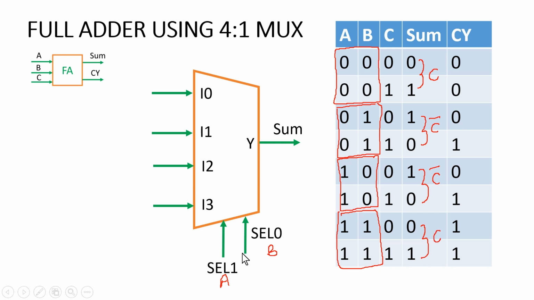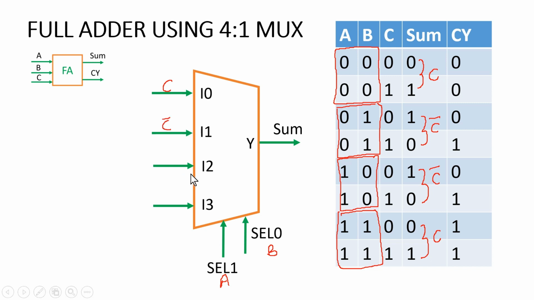And now, as we have applied both the inputs A and B to both the select lines, when both are 0, 0, that means A and B both are 0, 0, I know sum is equal to C. And I also know that I0 will be passed at the sum output. So I need to tie this I0 to value C. Let me tie it. In the same way, when A and B both are 0, 1, I know the value of sum is C bar. And I also know that I1 is going to pass to sum. So I1 should be equal to C bar.